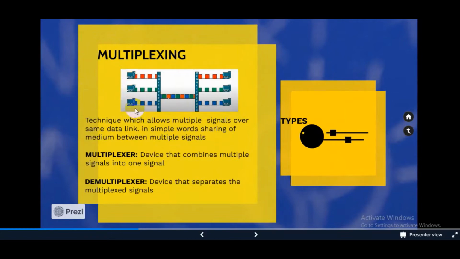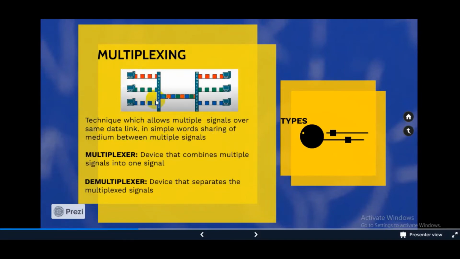You can see multiple hosts that are sending the data. I will refer to them as senders, and there is one transmission medium between the sender part and the receiver part, and there are multiple receivers ready to receive the data. This is a specific technique that allows efficient utilization of the bandwidth. It says it is a technique which allows multiple signals over the same data link.